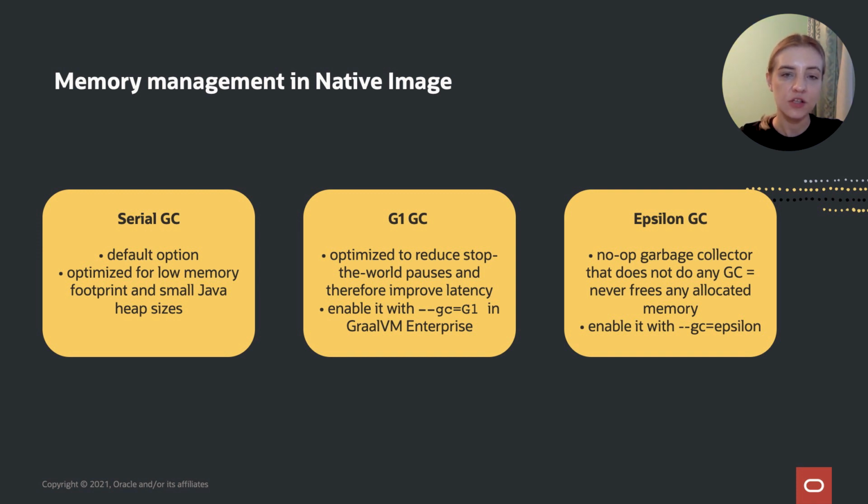Now, talking about memory management, if you're wondering what kind of GC options are available to you in native image, there are quite a few. By default, you get serial GC. This is the default option, and it is optimized for low memory footprint. Another option that you can use is G1GC, which will be optimizing for improving latency. And this is something also available in GraalVM Enterprise. And as of the most recent release, 21.2, we also have Epsilon GC. This is a no-op GC that doesn't do any GC. And this is something that you could find helpful for short-running applications that use very little memory.